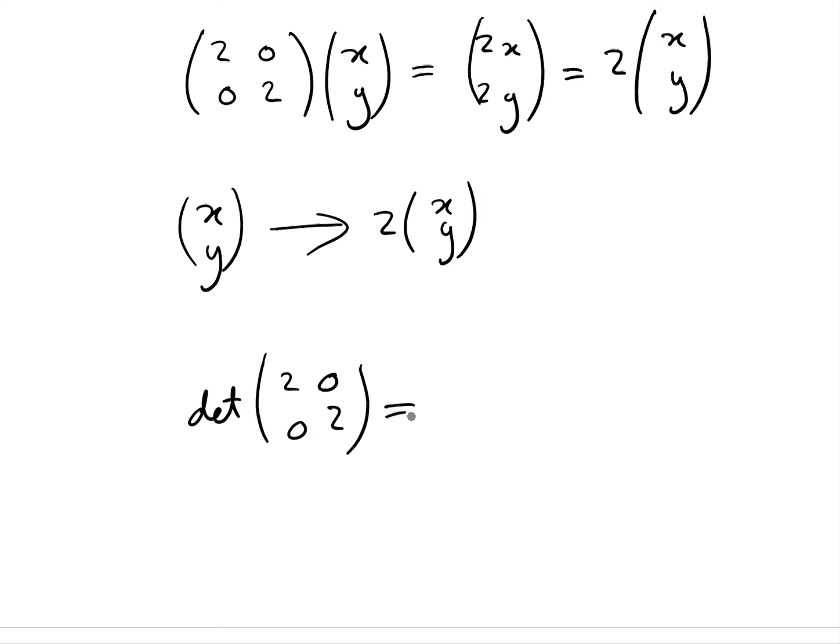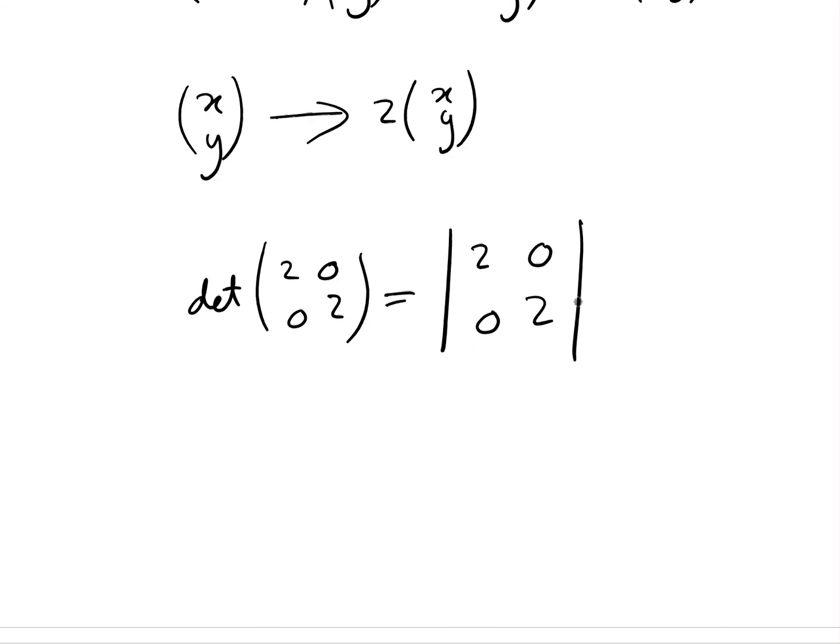This is sometimes written as, rather than writing det all the time, we sometimes just write it with straight brackets. It literally means determinant, the modulus, if you like, of a matrix. With these modulus signs, that's the determinant. Well, let's work it out. It's going to be 2 times 2. So it's the leading diagonal multiplied together, subtract the elements on the other diagonal.